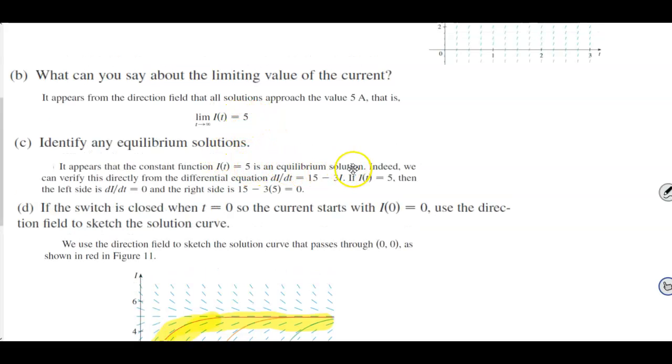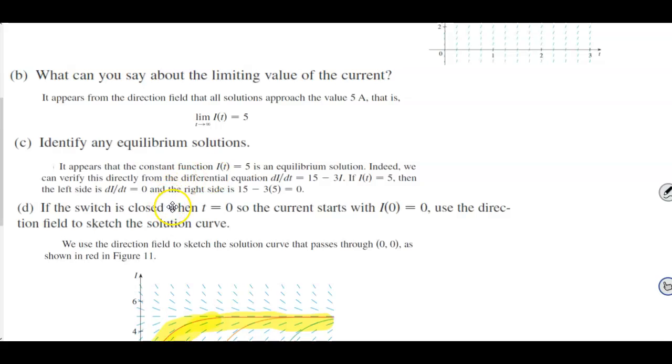So what we're going to do is, in the differential equation, 15 minus 3I, we're going to let I equal 5. So if we know the left side, dI/dt, is equal to 0, then the right side is 15 minus 3 times 5, which is also equal to 0.